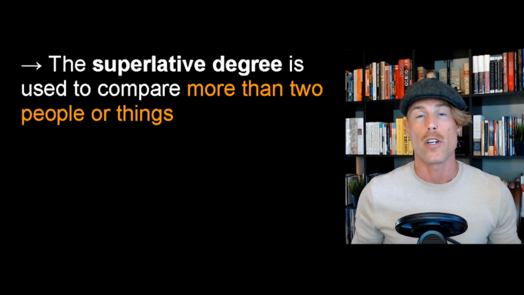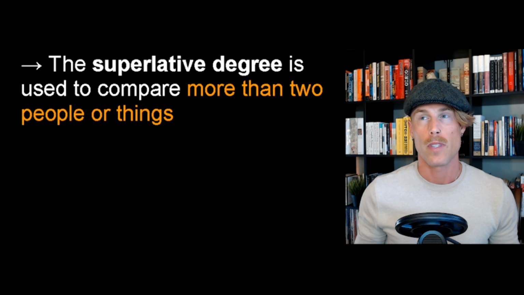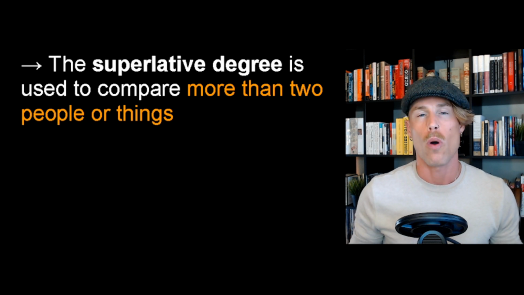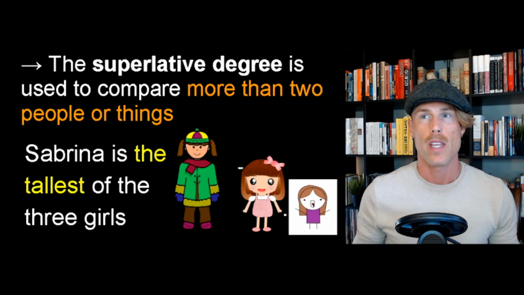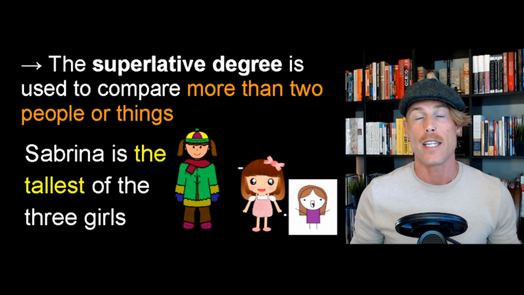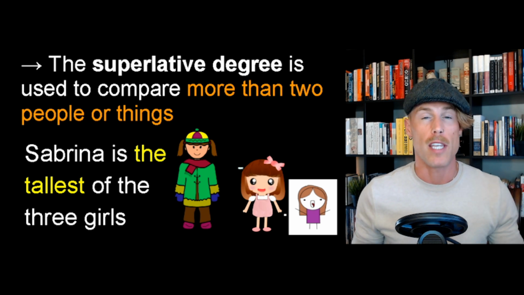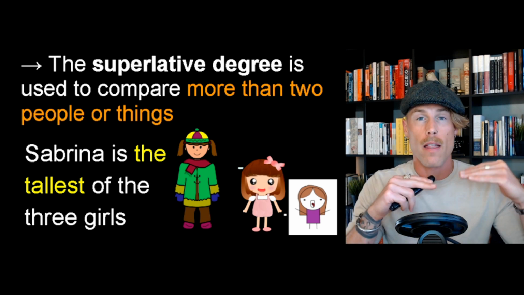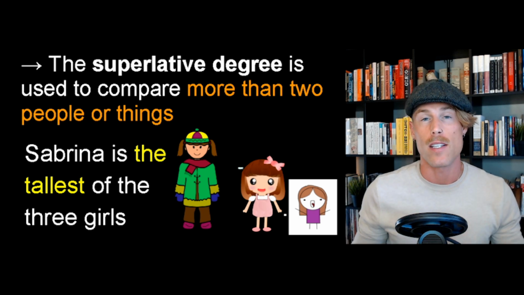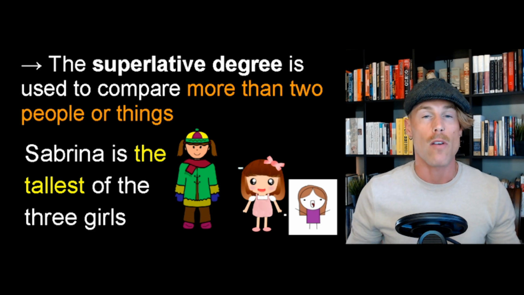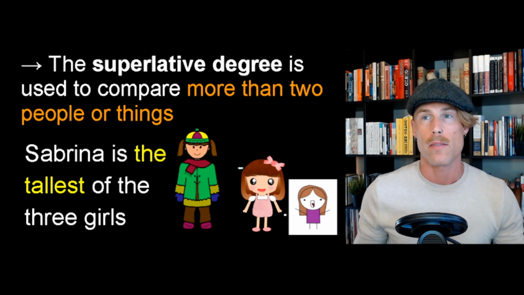Let's talk about the superlative degree. The superlative degree is used to compare more than two people or things. Sabrina is the tallest of the three girls. So now we have three people, and we are comparing how tall they are. Sabrina is the tallest. Sarah is the shortest.